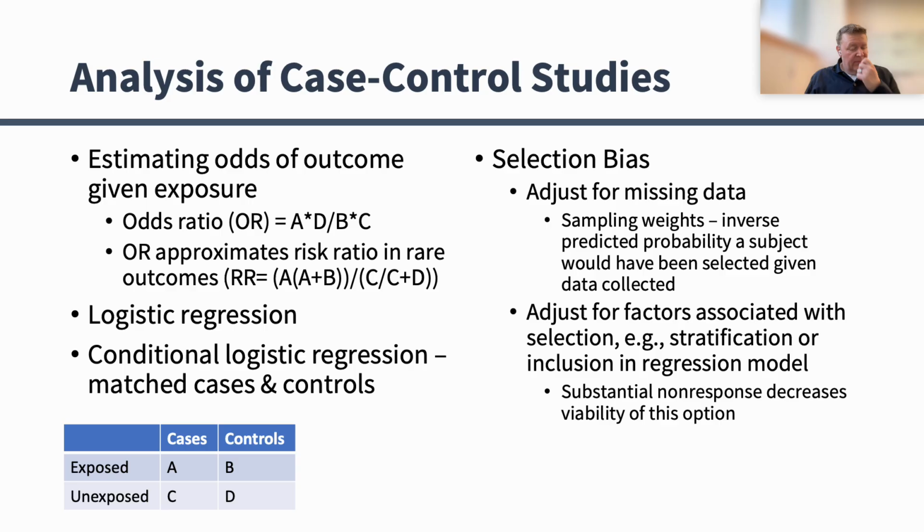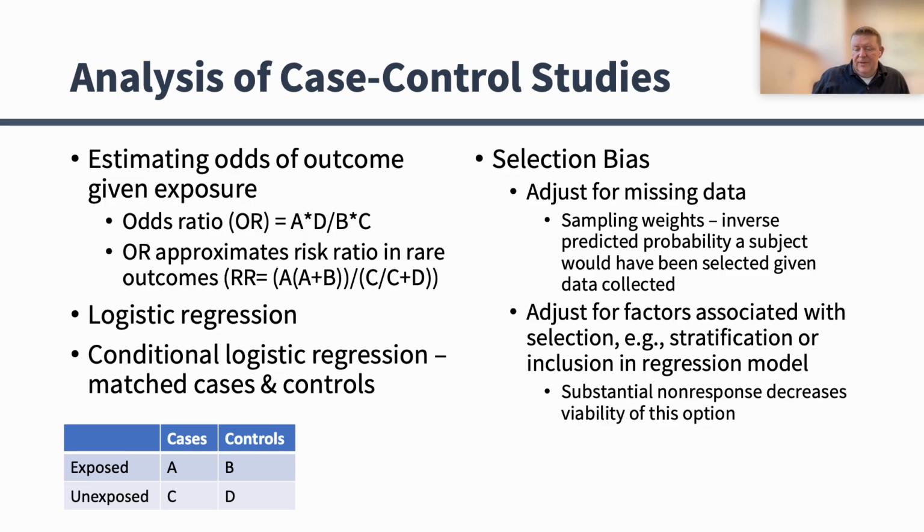And if we're using regression, then we use logistic regression for analyzing these. The outcome is 0 or 1. In matched case control studies, we're using conditional logistic regression because that accounts for the matching between them, and we're looking at the pairs in that as well.